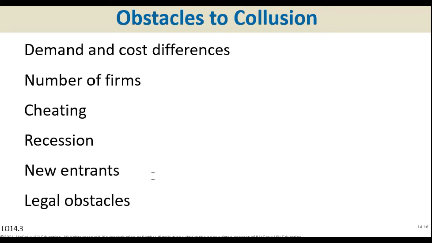New entrants, right, new producers will be drawn into the industry if there's economic profit. By doing so, they will increase the market supply and ultimately put downward pressure on the price. And the law prohibits cartels and price collusion in the United States economy.